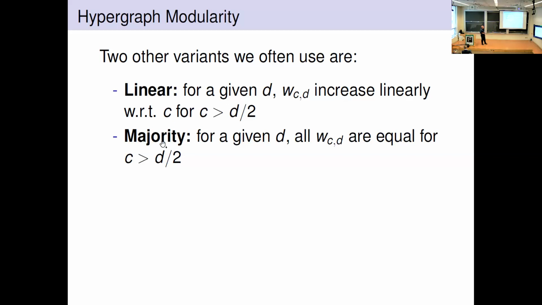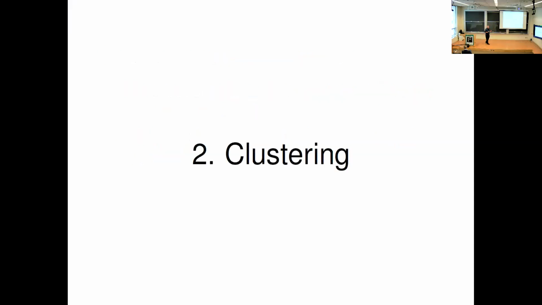And at the other end of the spectrum, majority is that you give an equal weight, so all the W_CDs are equal. As soon as you have more than half of your vertices that are part of the community, they all count the same in the modularity function. Sorry, that was very quick, but that's really the background we need to talk about clustering in this case.